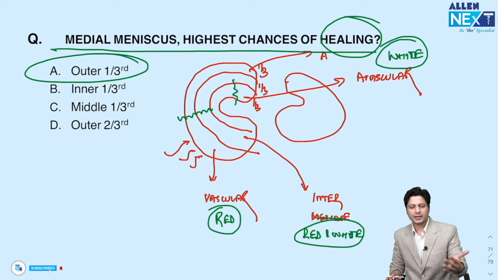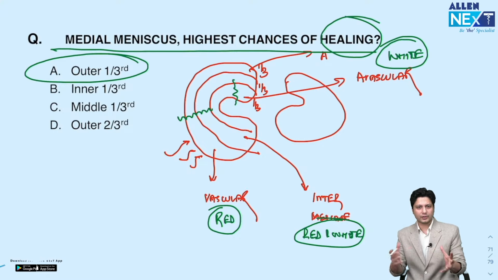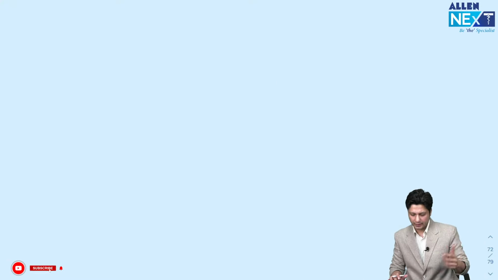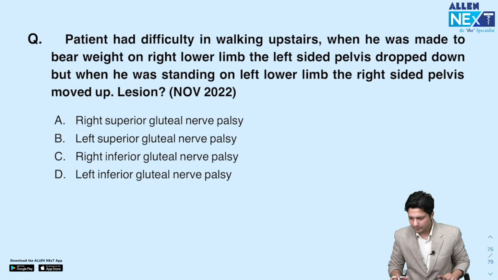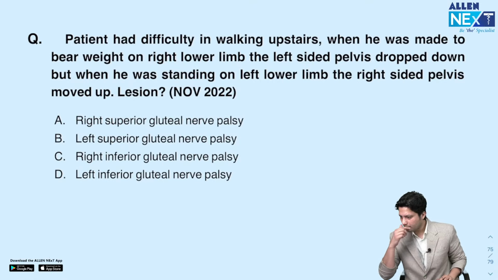Other than this, the ACL, PCL are very commonly asked questions. Last year also, as I told you, they have asked about the terrible triad of the knee, the unhappy triad of the knee, the mechanism of action, everything we have already discussed in the integrated sessions. All right, so hopefully you will go over there and learn about it. Now comes the most important topic.